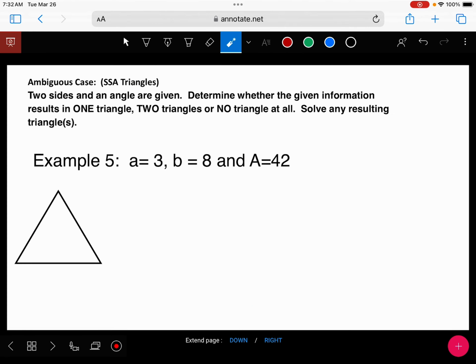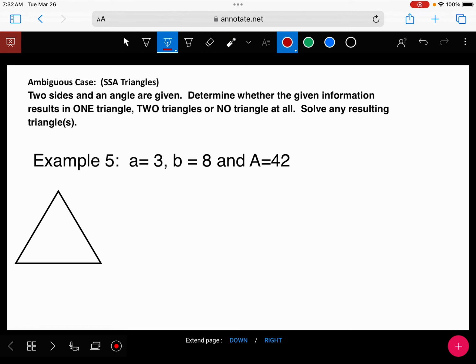All right, so now let's talk about the ambiguous case. I'm going to send out a video for you to watch that also describes the ambiguous case. So when you're doing law of sines, if you have side, side, angle, then it is an ambiguous case, meaning that it's possible that the third side is going to create no triangle, two triangles, or only one triangle.